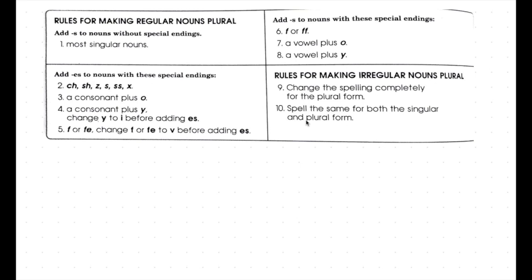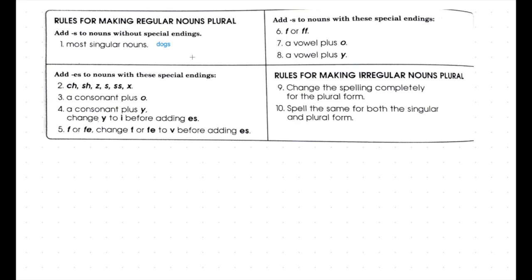All right, so the first rule says add S to nouns without special endings. This one you already know, so this you don't even have to memorize. You just know this. So for regular old nouns like dog, you just add S to the end. I have 2 dogs, right? Regular old noun. Okay, but then there are other nouns where you have to do some different things.